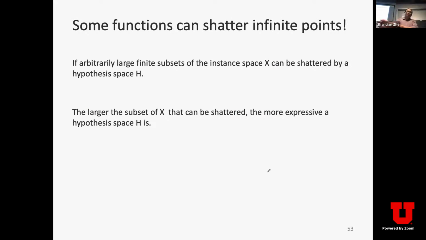So if, for instance, the instance space X, remember we talked about the instance space X. That means X could be infinite as well.